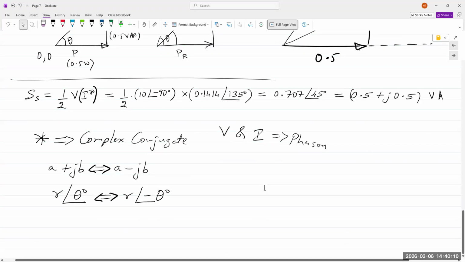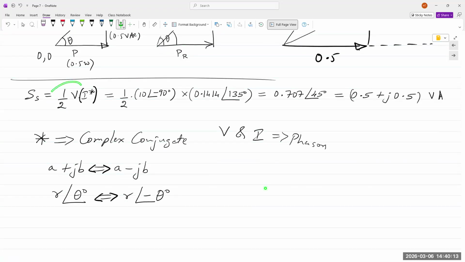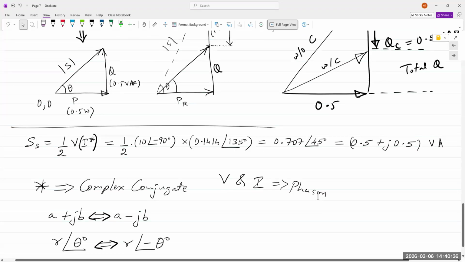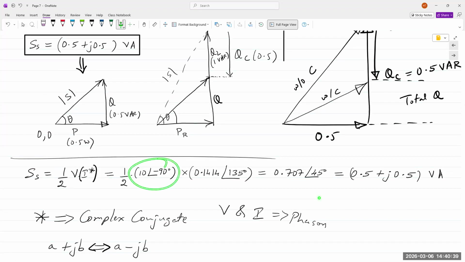One other way of finding S is using the equation half V I conjugate. Phasor for V, complex conjugate of I, multiplied together, and you obtain the exact same answer. We still need to find I for this. I is not given, so we do have to calculate I. Voltage V was given to us, and I was calculated, so we do have to perform that analysis. Questions?